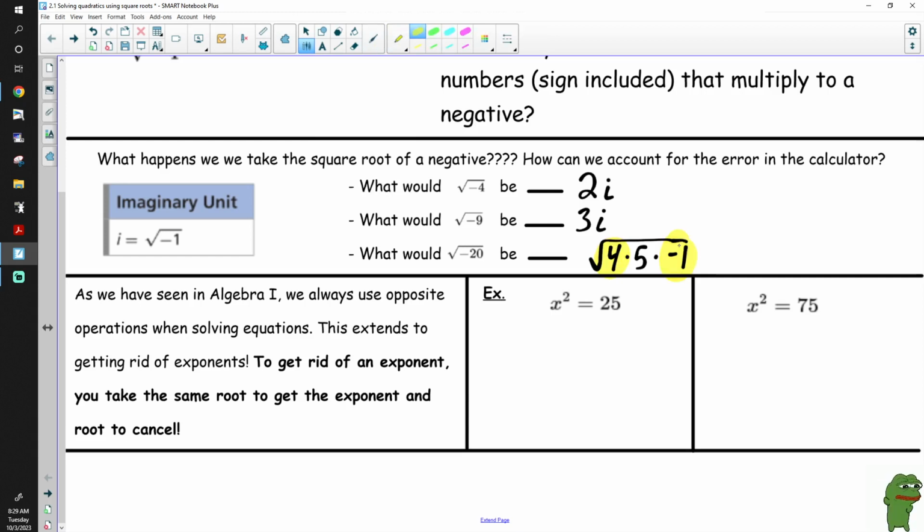Square root of 5, gross nasty decimal. So square root of 5 is going to stay chilling. -1 becomes, what's the square root of -1? i. And the square root of 4 is 2. In order to simplify the square root of -20, it becomes 2i square root of 5.